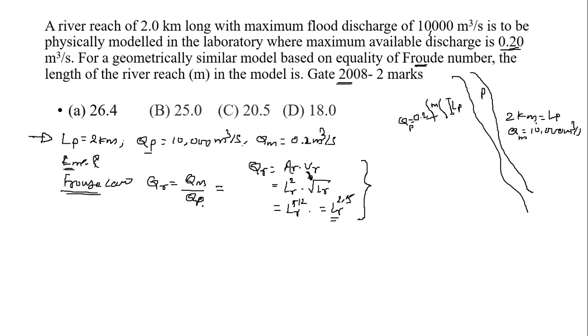So we now know QR is equal to LR raised to 2.5 or 5/2, and QR is nothing but QM by QP, equal to LR raised to 2.5. Okay, so LR raised to 2.5 means what? Length in a model divided by length in a proto. So QM divided by QP is equal to length of a model raised to 2.5 upon length of a proto raised to 2.5.